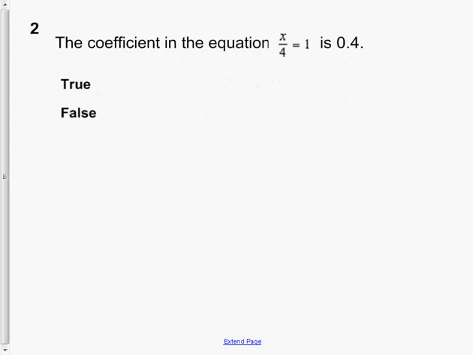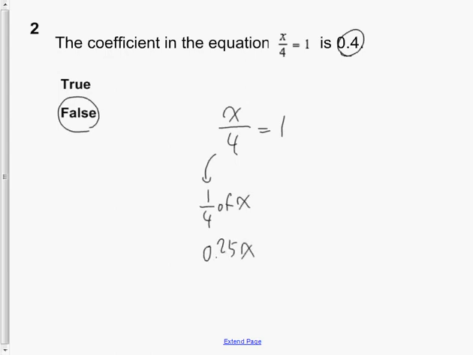Question 2 says the coefficient in the equation, and I'm going to say x over 4, is 1. The coefficient is 0.4? Well, no, and it's not 4 either. It's not 4. So the answer is false. And what this really is, is a quarter of x. So the coefficient is really 0.25 or a quarter. Okay?